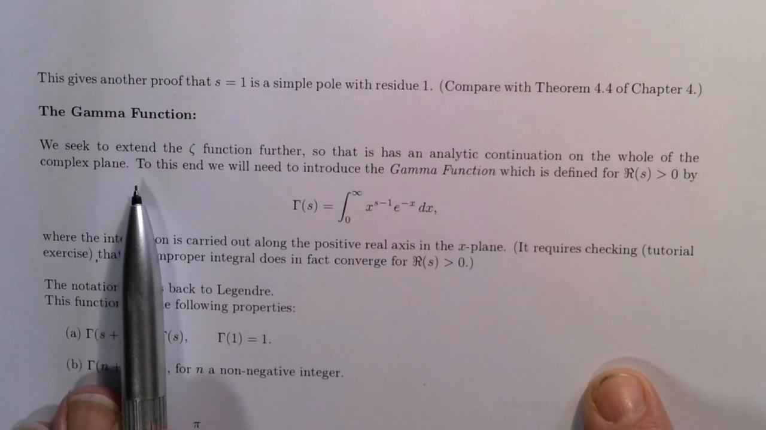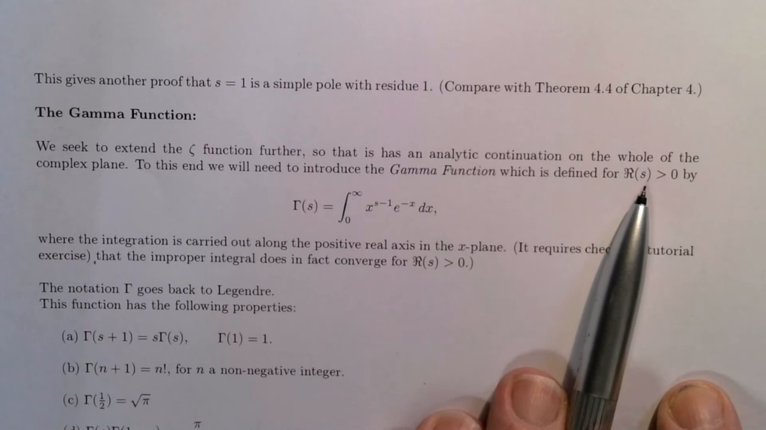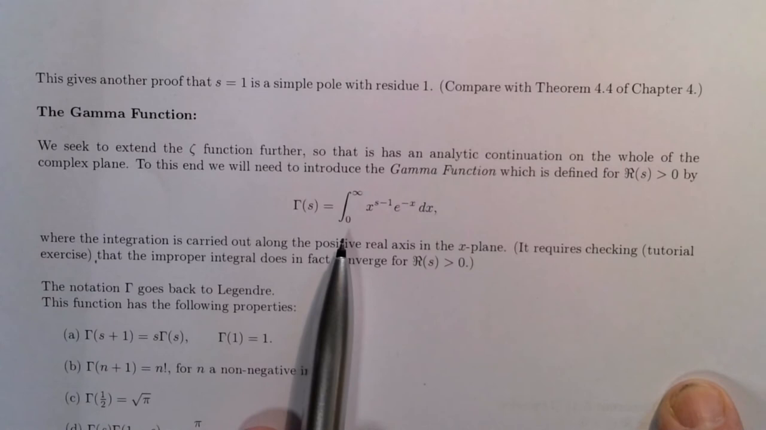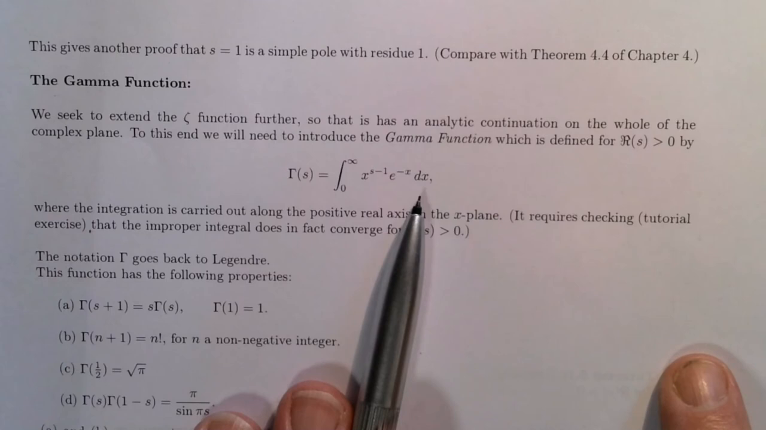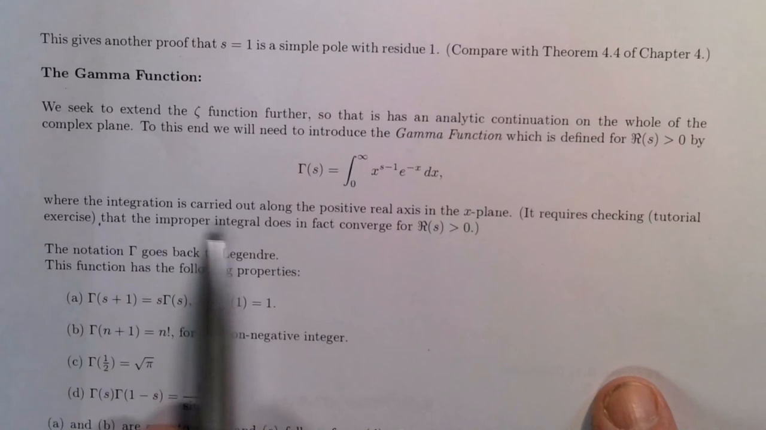and we introduce this gamma function, which is defined for the real part of s bigger than zero by gamma of s is this integral from 0 to infinity of x to the s minus 1 e to the minus x dx. It's a very famous function in mathematics. You will have seen it, at least the real version, in earlier courses in calculus. So the integration here is carried out along the positive real axis in the x-plane.